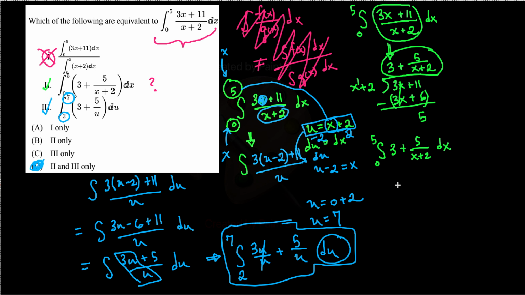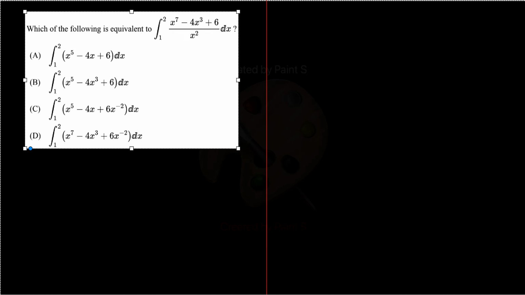Similar idea here. With this one, I know that it's going to be 3x plus, right? The 5 comes out. The antiderivative of 1 over x plus 2 is ln of x plus 2. And in this case, I'm plugging in from 0 to 5. I'd plug in 5, and then I'd plug in 0, and I get the same thing that I had over here. I guarantee it. You'll get the same value. Both of these definite integrals will be equal.